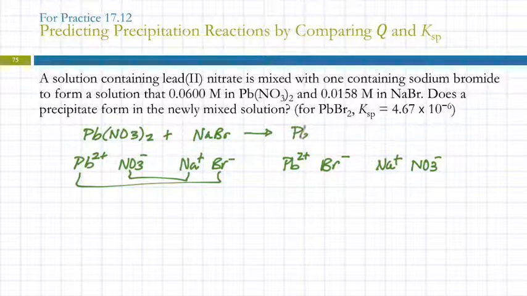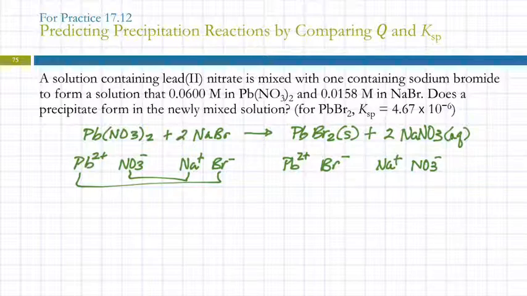So we would write the formula for this, which would be PBr2. We'd call it a solid. And then we'd have NaNO3, and that would be aqueous. Then we'd have to balance it. We need 2 of these, and 2 of these. Any questions about that? It should be reviewed.